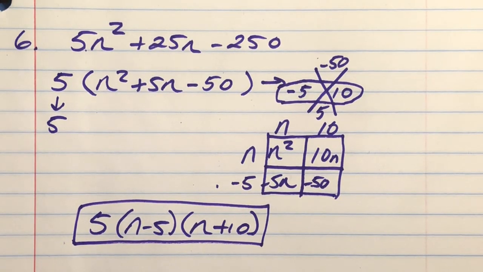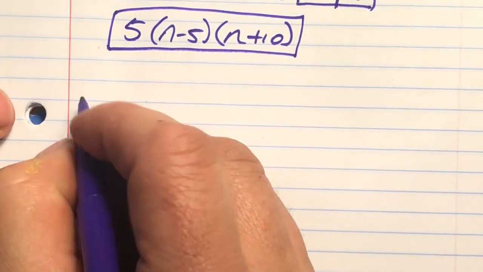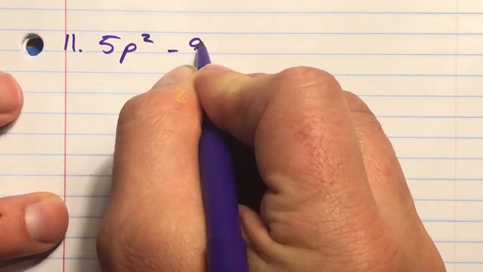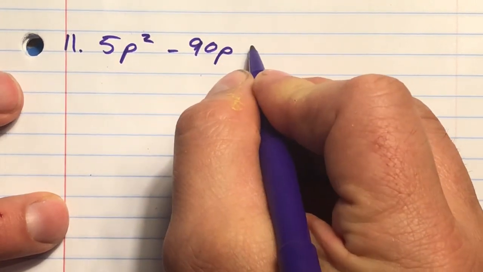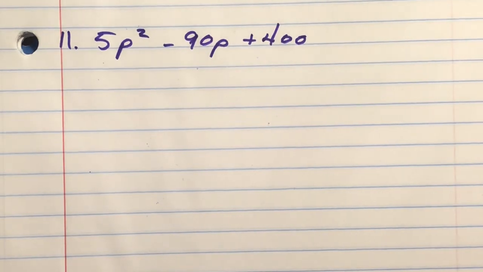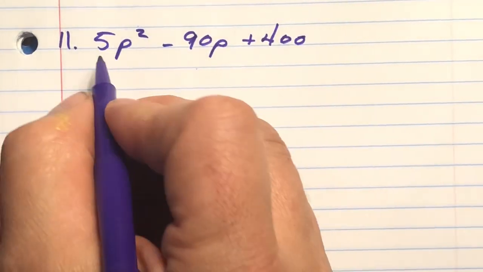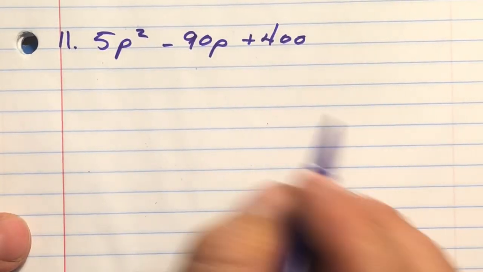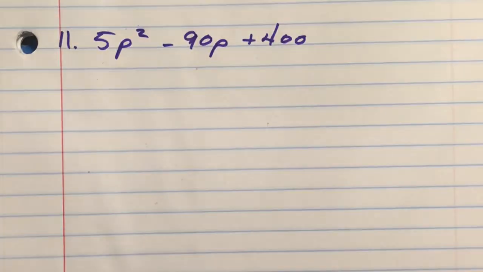All right, let me try one more. Let's go number 11 from your notes. I know you guys don't like the ones with the bigger numbers here, but we've got 5p squared minus 90p plus 400. All right? Well, right away I see that all three of these terms have a GCF of 5. Okay. So let's go ahead and take a 5 out of each of those.